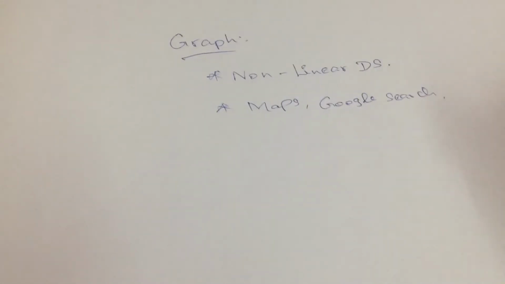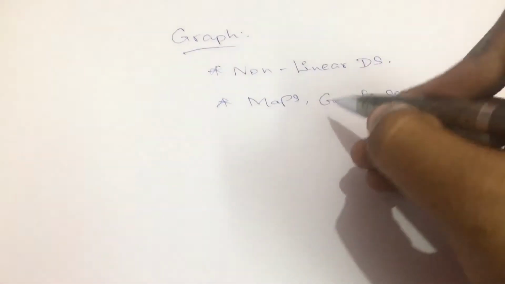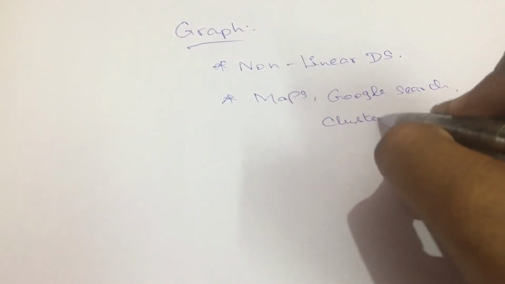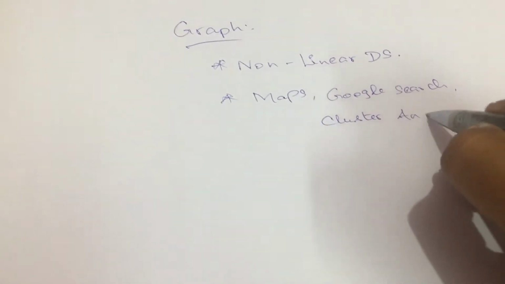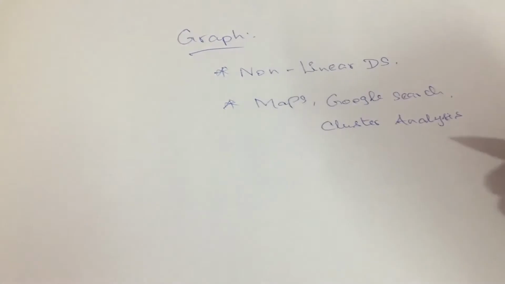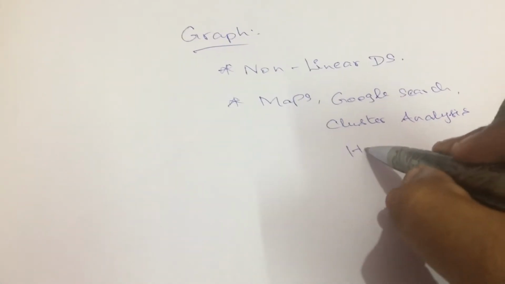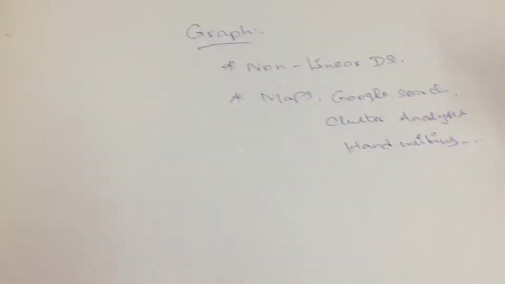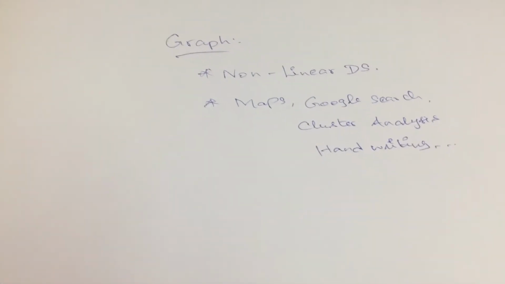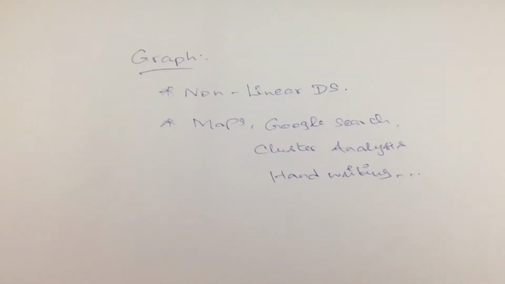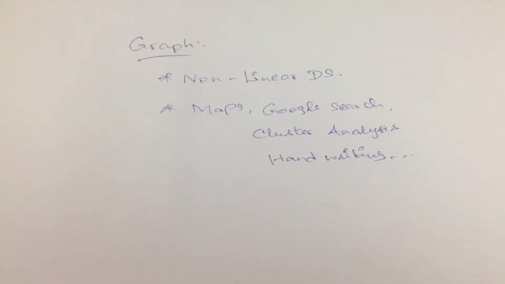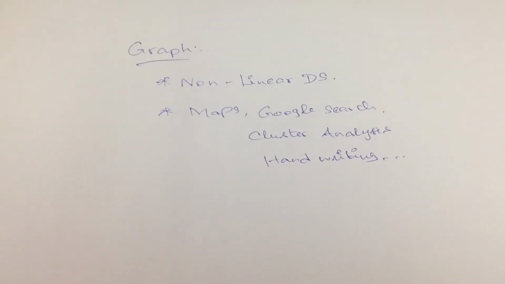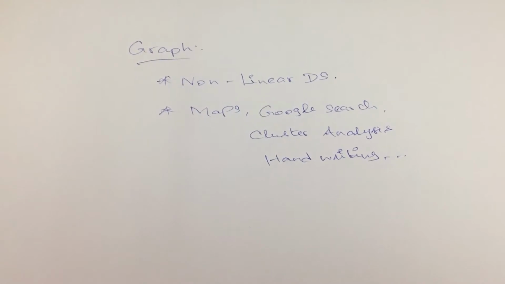And if you want some more real-time examples, you can say cluster analysis, and even handwriting recognition, and so on. Even the portrait images we take through our mobile phone camera are purely implemented by using graph algorithms, right?